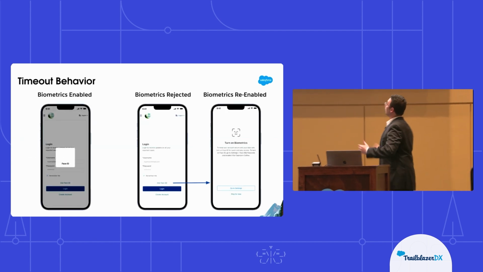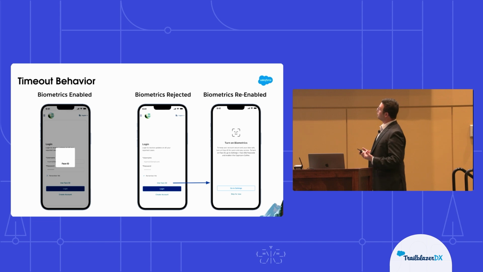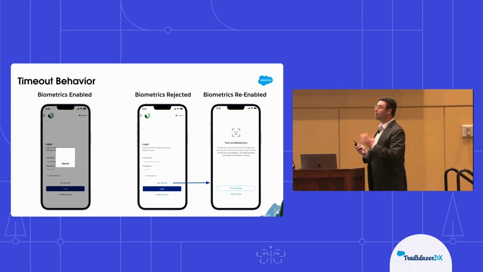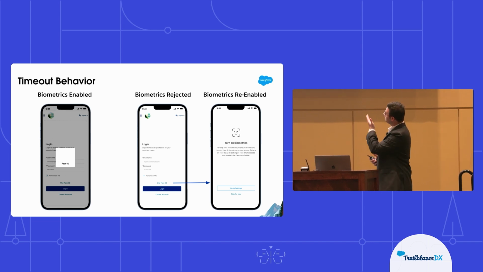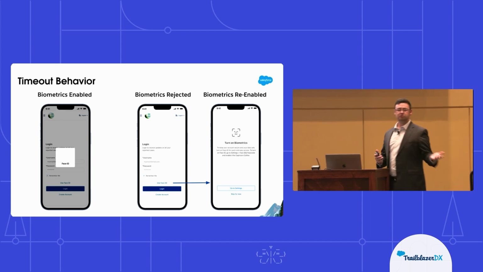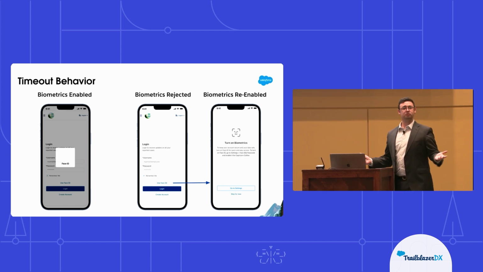So how does this actually work? If I have biometrics enabled, when I reopen the app, you'll notice that the user is now redirected to the login screen that you can see there on the left. And they're prompted for Face ID if they've chosen to opt in. If they have chosen not to opt in, the user will still be rerouted to the login screen, as you can see in that middle slide there, and they can choose to log in with username and password as usual.